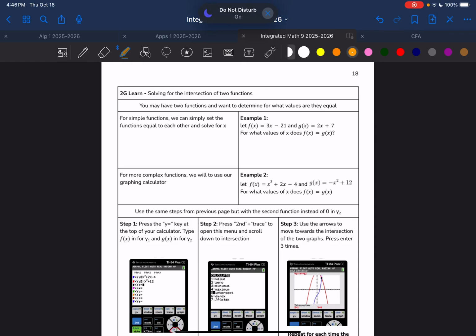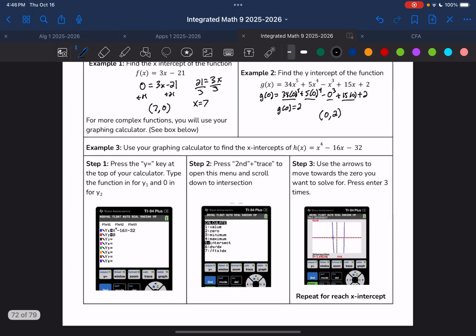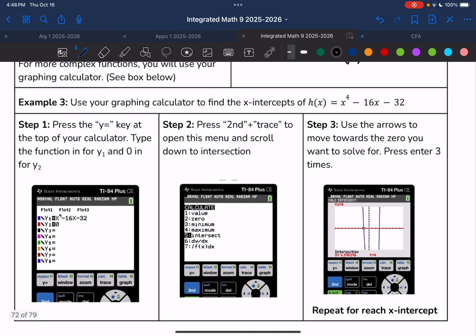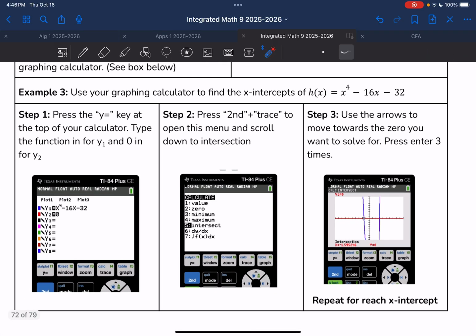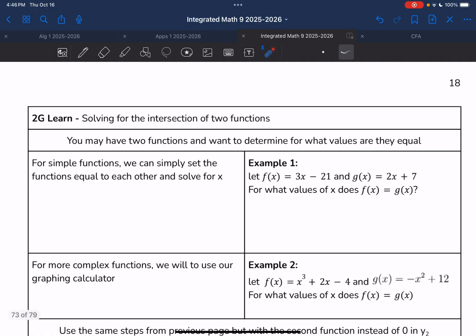All right, so this is page 18 in the notes packet. Here we're building on what we were doing on the previous page, where we used our graphing calculator to find the zeros, the x-intercepts, by finding where the graph of the function intersected the line y equals 0. Here, we can actually figure out when any two functions are equal.